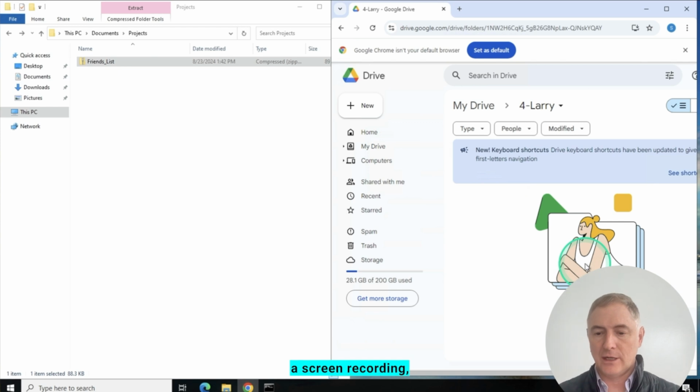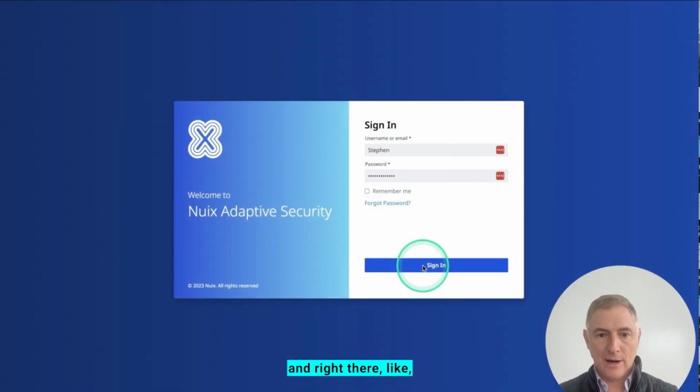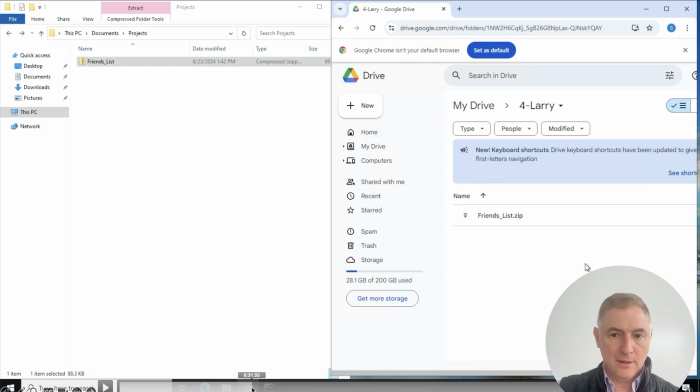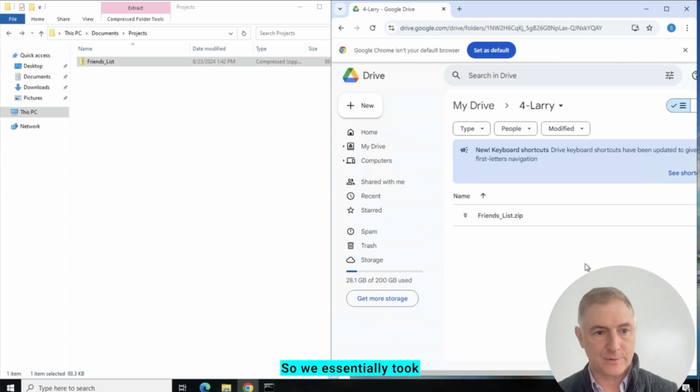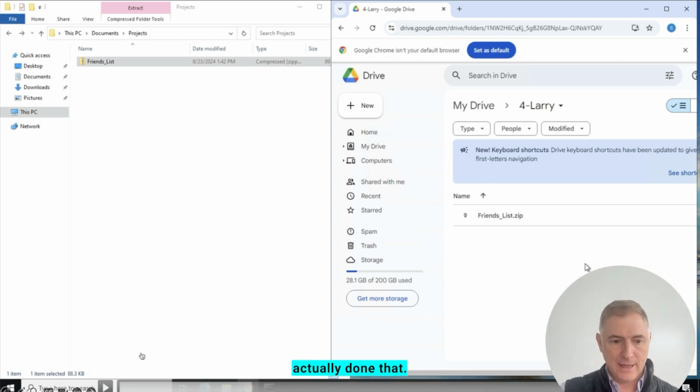We're essentially watching a screen recording of what Pete's laptop would look like. Again, this is just for the sake of the video. And right there, within a blink, that data was exfiltrated. We took the data, dragged and dropped it out to the For Larry folder, and boom, data was exfiltrated. Now you may have lots of controls over that, but it's difficult then to go back and prove, with a whole bunch of forensic analysis, that Pete had actually done that.